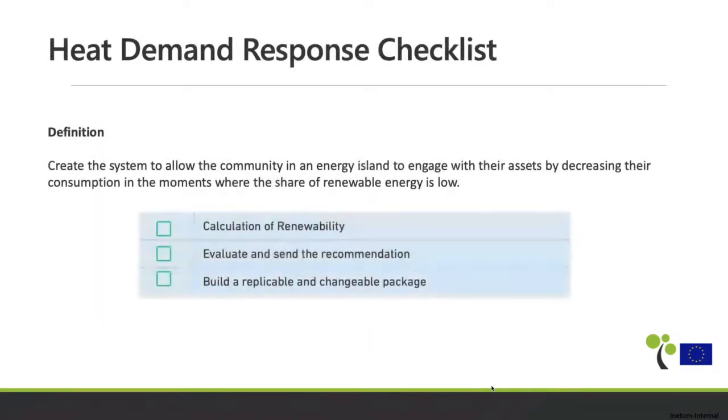So in order to solve this problem, we define a checklist of things that we have to solve in order to be able to solve this problem accurately. First is to define the calculation of the renewability, the percentage of renewable energy that each consuming asset is using at the moment. Then evaluate which assets are better or more fit to handle the recommendation of lowering their consumption. And as I said before, also very important, building a replicable and changeable package.